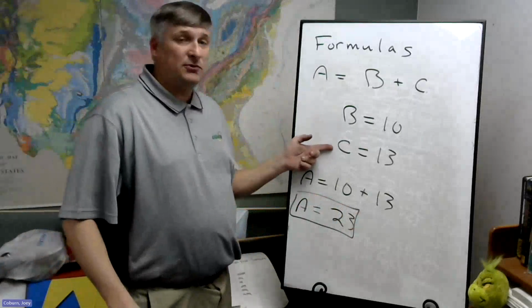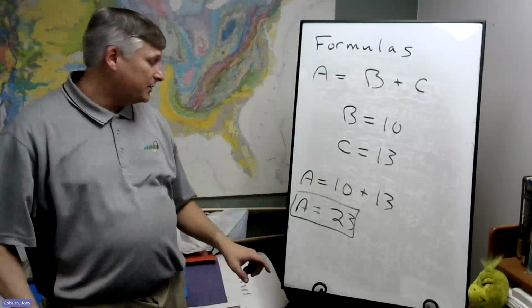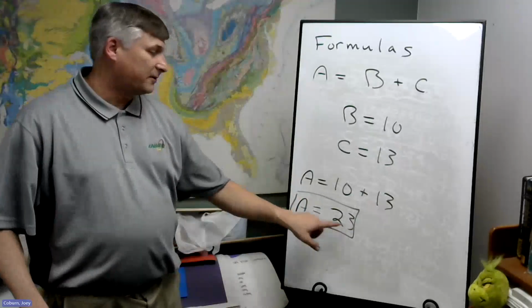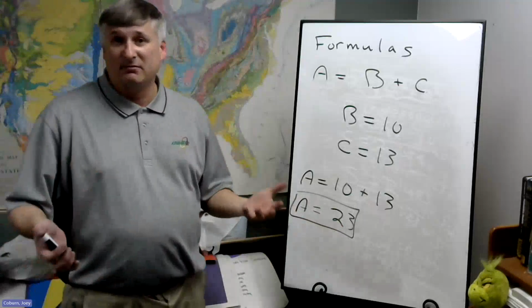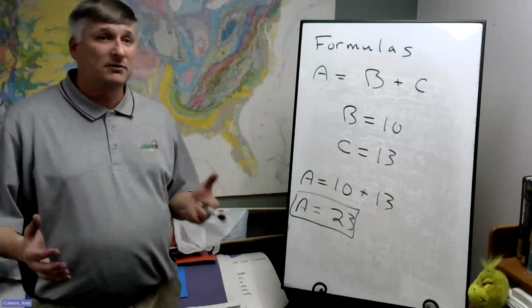But we're free to choose these, and A's value depends on those choices. And as we change these choices, often we'll get a different number. Not always, actually, but often A will get a different number. So that's an introduction to formulas. Any questions? Let me know.